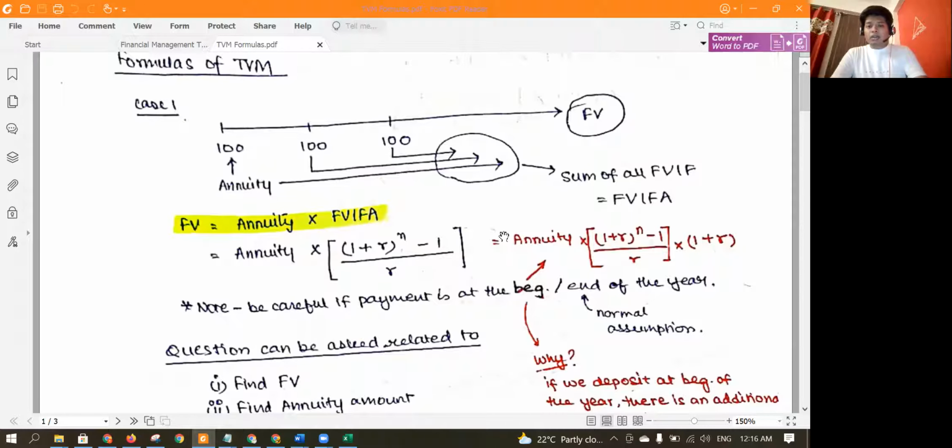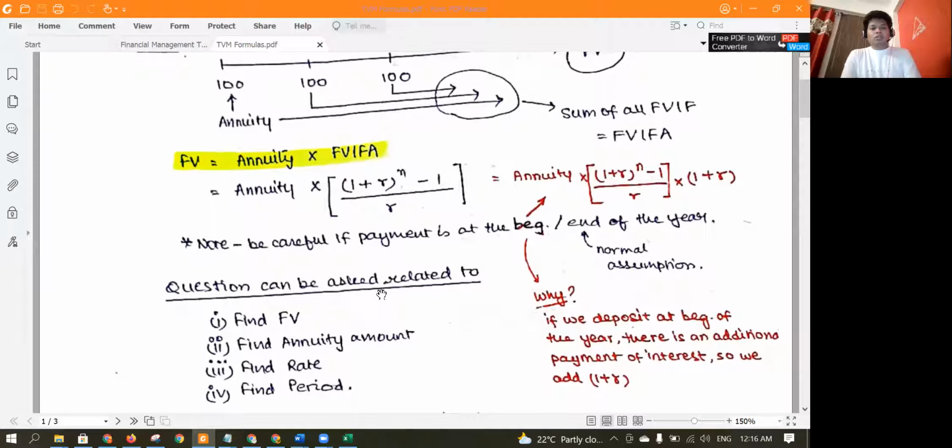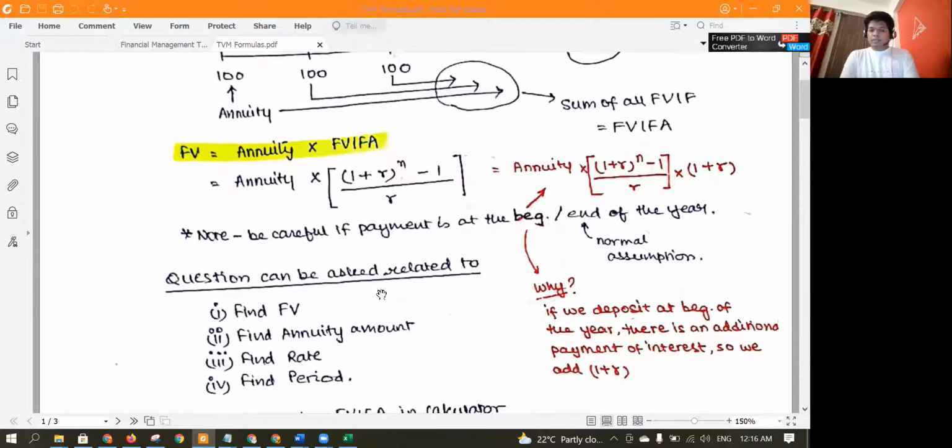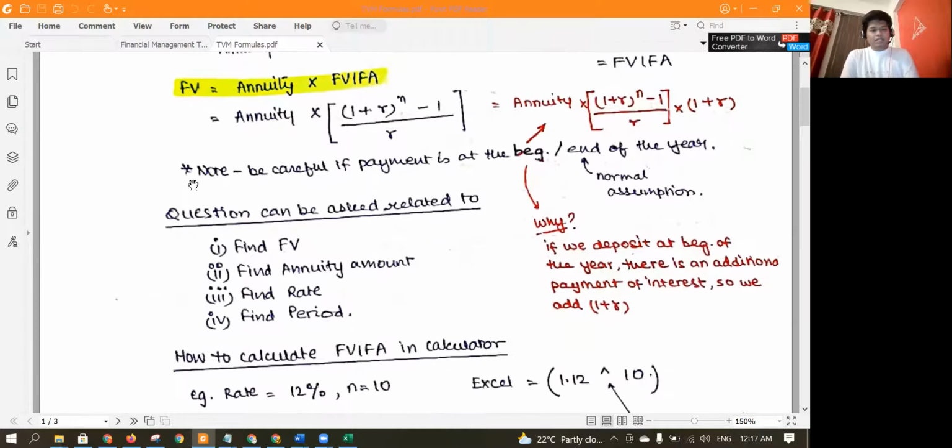This is regarding the beginning of the year. By default, we assume that all cash flows are at the end of the year, but in this case, we assume that it's at the beginning. If it's given specifically in the question that it's at the beginning of the year, you use this formula in red. The questions that can come regarding this are: find the future value, find the annuity amount, find the rate and the period. Any of these things can be asked. You can just substitute each thing in the formula and you will get it.